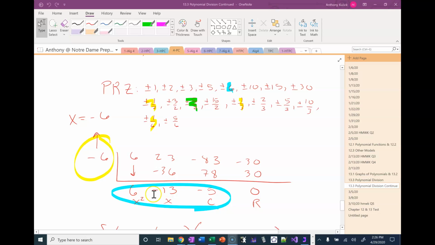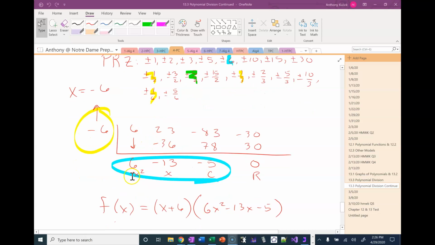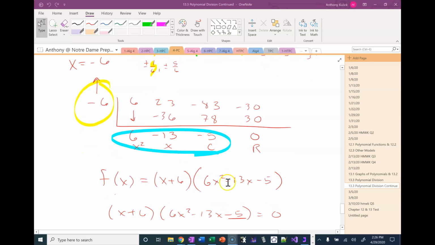So when we did our first round of synthetic divisions, we got remainder 0 when we used -6, which is good. So that tells us we have the factor x plus 6 times the factor 6x squared minus 13x minus 5. If we're looking to find the zeros for this function, now that we have it factored into linear and quadratic pieces, it's very solvable. So to find the zeros, I'm just going to take f of x and plug in 0 for it, or replace f of x with 0.